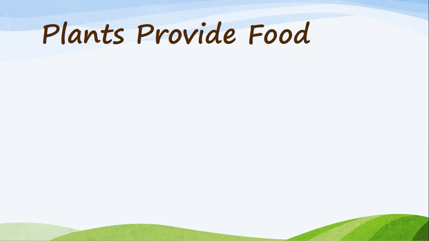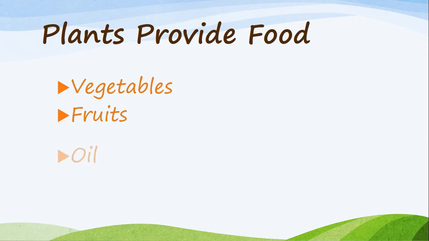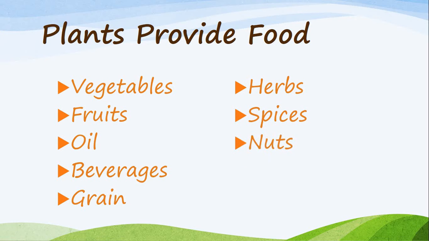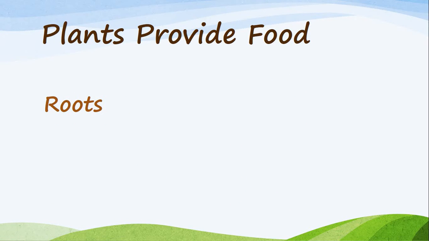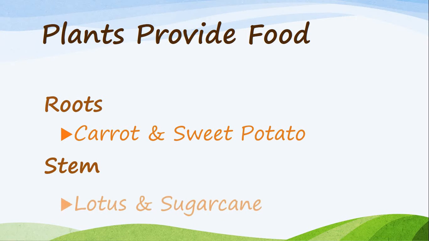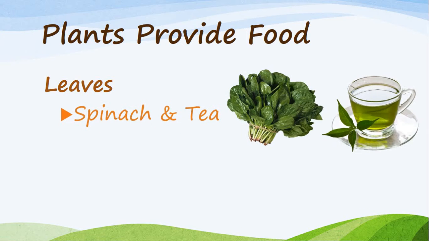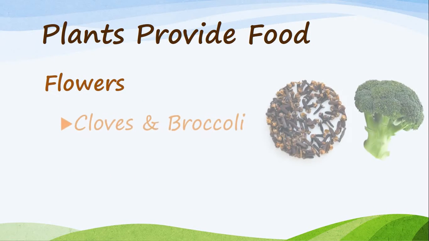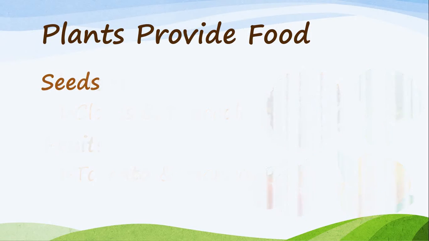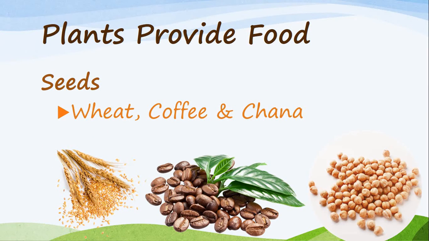That can be broadly grouped as vegetables, fruits, oils, beverages, grains, herbs, spices, nuts, pulses, and beans. We use edible parts of the plant as food. For example, roots of carrot, beetroot, and sweet potato plants, stems of lotus, ginger, and sugarcane plants, leaves of spinach, cabbage, and tea, the bark of cinnamon tree, flower of cloves and broccoli, apple, banana, cucumber, tomato, and mango are some fruits, seeds of cereals, pulses, and nuts like wheat, rice, almonds, cashews, coffee, and chana.